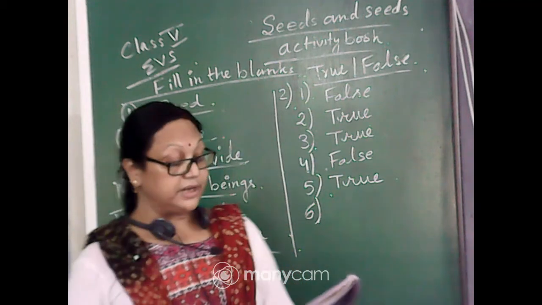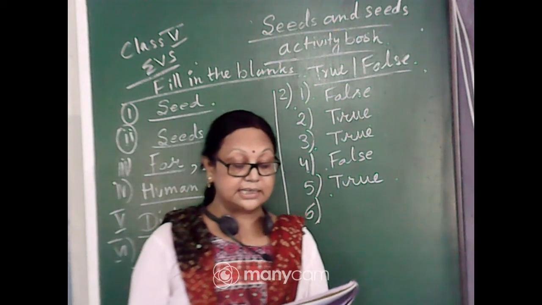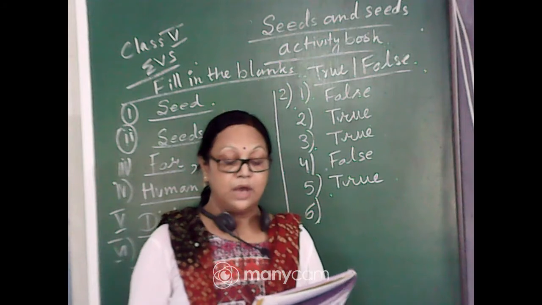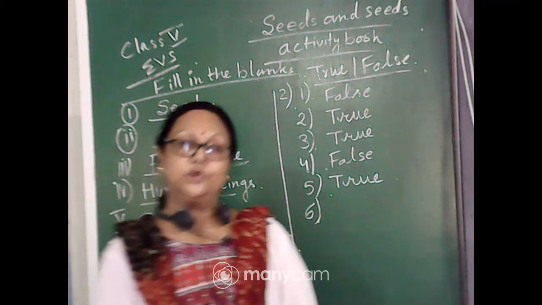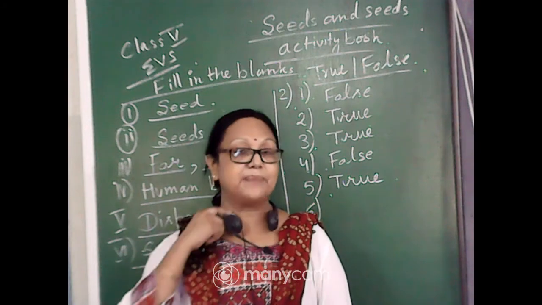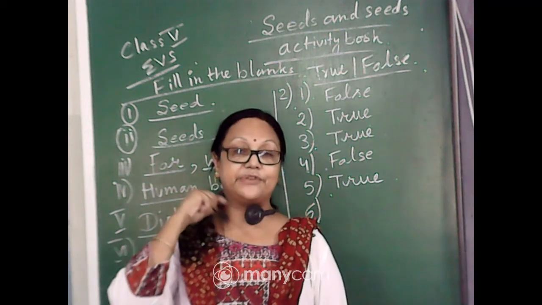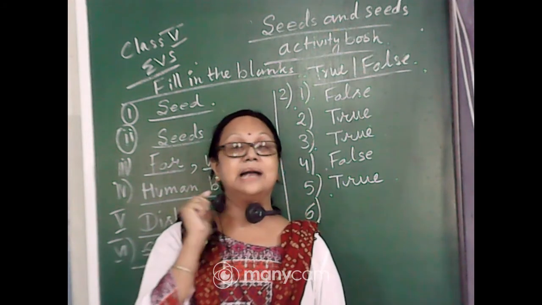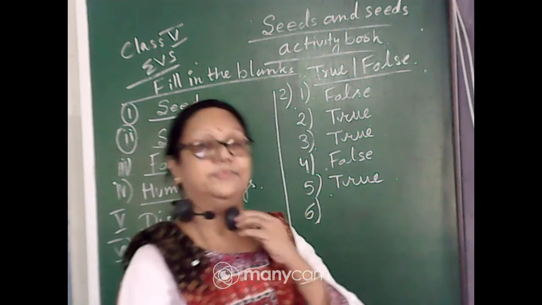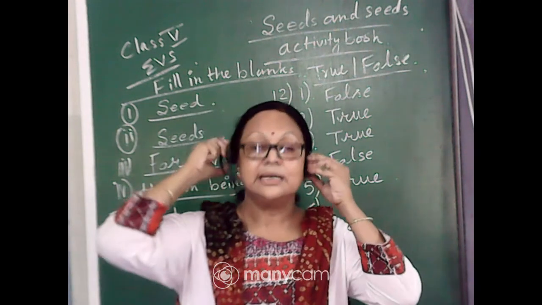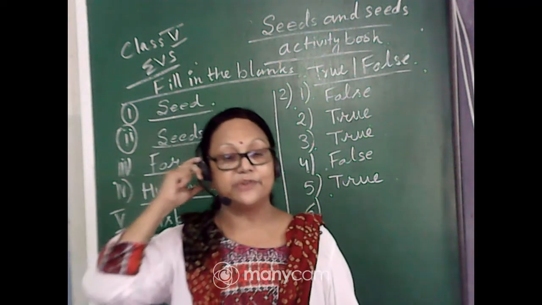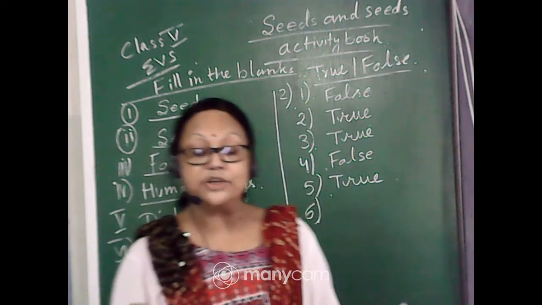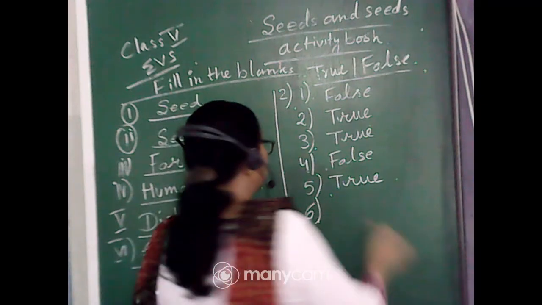And the last one, or the sixth one, is it is not necessary that all plants can grow at all places. So yes, all plants cannot grow in all places, because different plants have different types of requirements. Some plants need more warmth, some plants need less warmth. So these are the different types of requirements for the different kinds of plants. So it is a true statement.